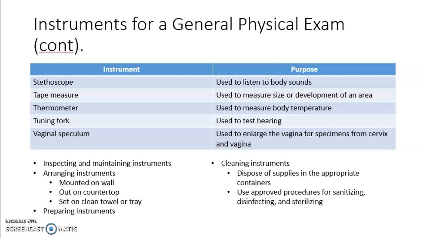Thermometer, we will go through extensively the different kinds of thermometers that are out there to measure body temperature, so you'll get a chance to see the different ones. A tuning fork is used for a couple of different hearing tests, but you can also use it to test vibration. And then a vaginal speculum is used to enlarge the vagina for specimens from the cervix and the vagina. We'll show you a few of those as well. Okay.